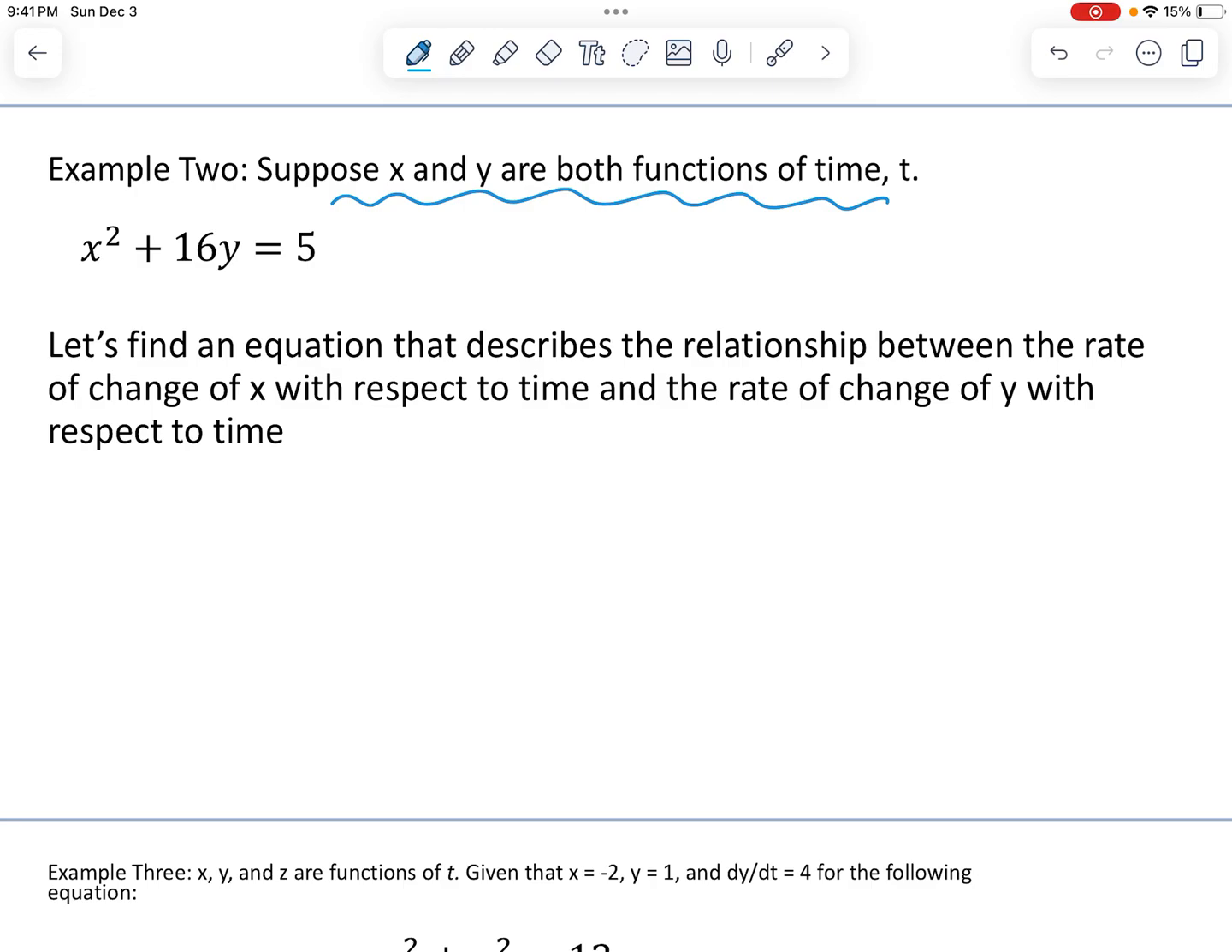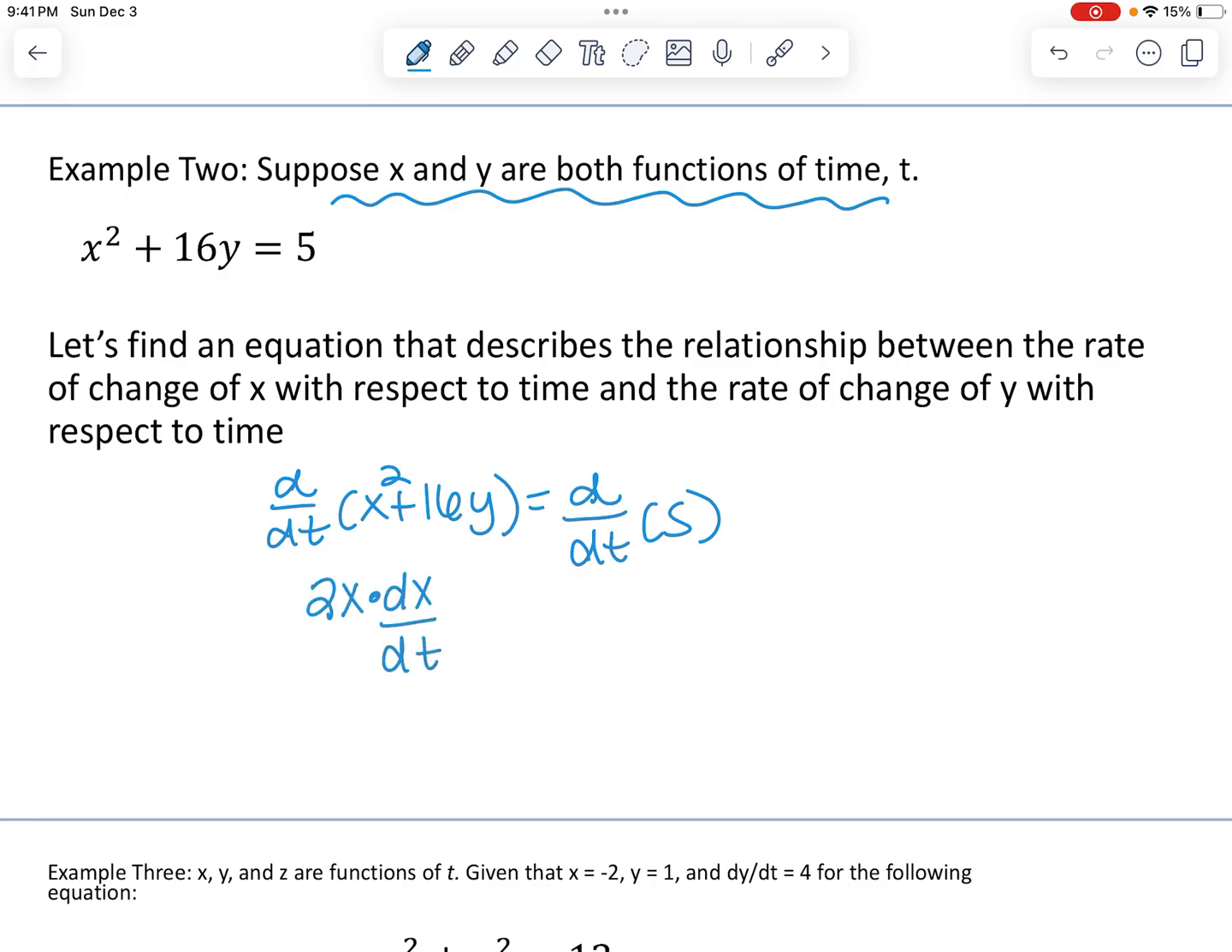So it says let's find an equation that describes the relationship between the rate of change of x with respect to time and the rate of change of y with respect to time. So take the derivative on both sides with respect to t. Feel free to try this on your own. So the derivative of x squared with respect to t is 2x times dx dt. The derivative of 16y is plus 16 times dy dt. And then the derivative of 5 is 0.